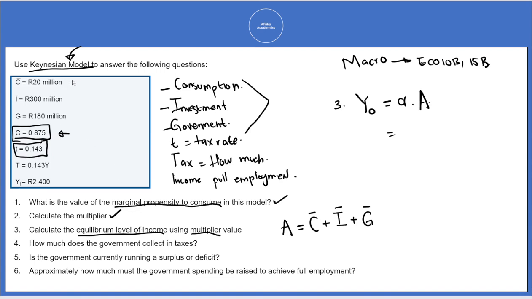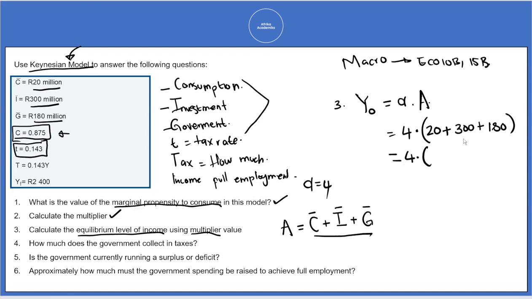Okay, and then the amounts are given to us over here. We have 20 million, 300 million, 180 million. And then our multiplier we did calculate, it was 4. So you'll simply come here, you'll substitute, you will say 4 times, so open your bracket, and then your A, right? I did explain now that A is the total of those. So you'll have your C at 20 million, you'll only write 20 plus the I, which is 300 million, plus 180 million, which is 180.